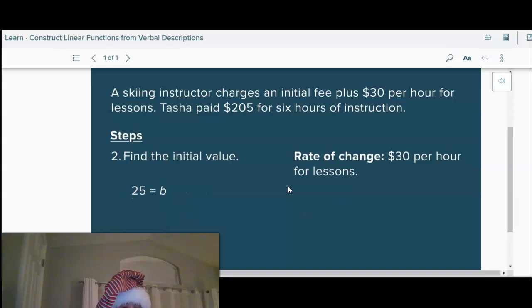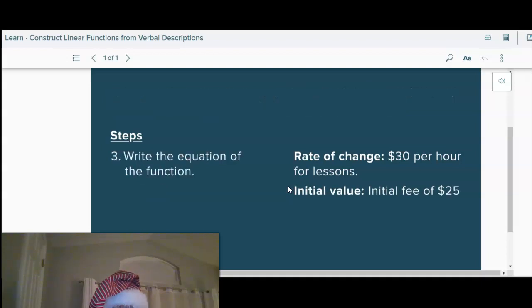The value of b is the y-intercept, or initial value. The initial value is 25, so the initial fee for skiing lessons is $25. You can use the rate of change and initial value to write the equation of the linear function. Substitute 30 for m and 25 for b into the slope-intercept form of a linear equation. The linear function is y is equal to 30x plus 25.